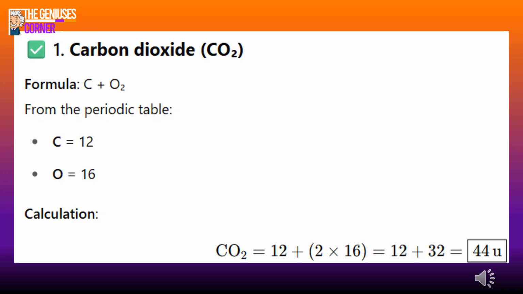Now, from your periodic table, the atomic mass of carbon is 12, and the atomic mass of oxygen is 16. But when we calculate the molar mass, or the atomic mass, of the whole compound, which is CO2, we know that there's one carbon, so there will just be 1 times 12, and then we say plus 16. How many oxygens are there? There are two oxygens, so we multiply the 16 by 2, and then we get 12 plus 32, which gives us 44 atomic mass units. Sometimes it's called AMU, and sometimes they use U. This just represents atomic mass units.